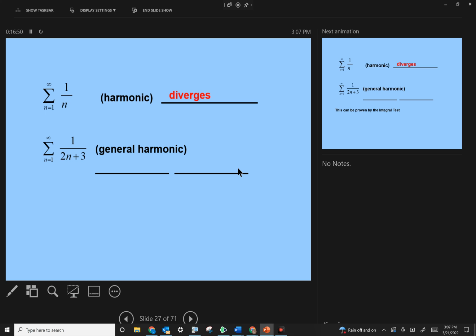So how does that compare to 1 over 2n plus 3? Think about how 1 over n, how much of a difference. What's the slope of the bottom? It's 2. You're like, well, that does increase faster, but it's still linear, okay? So if the denominator is still just linear, still a power of n, even if it's being multiplied by 3, it doesn't change it enough. We call this a general harmonic.